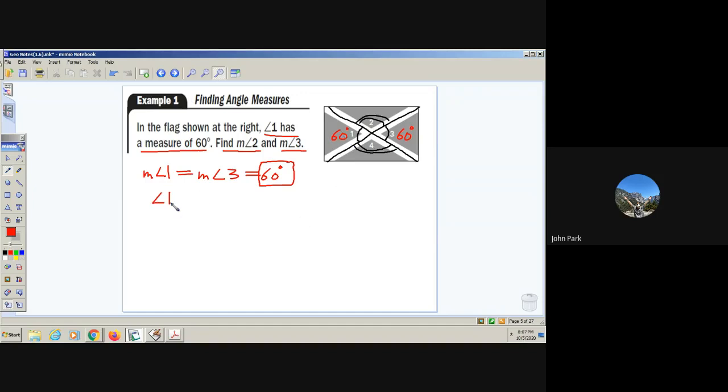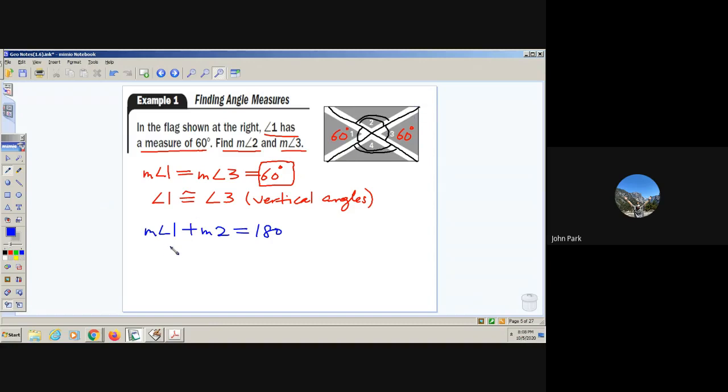You could also say angle 1 is congruent to angle 3 because they are vertical angles. Vertical angles are always congruent. Now, angle 2 forms a linear pair with angle 1, which means the measure of angle 1 plus the measure of angle 2 equals 180 degrees. They're supplementary angles. They add up to 180 degrees because together they form a straight line. So that's called the linear pair.